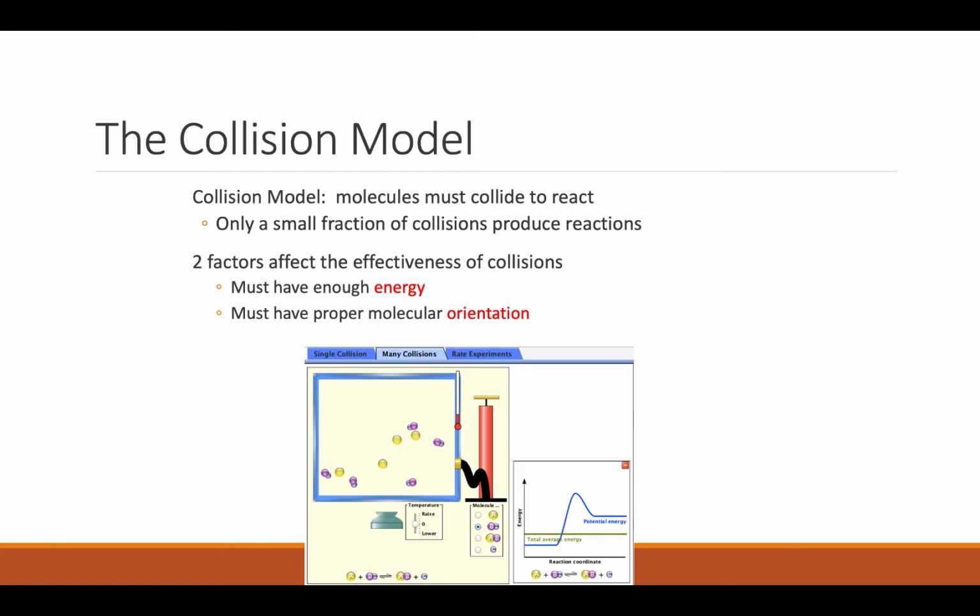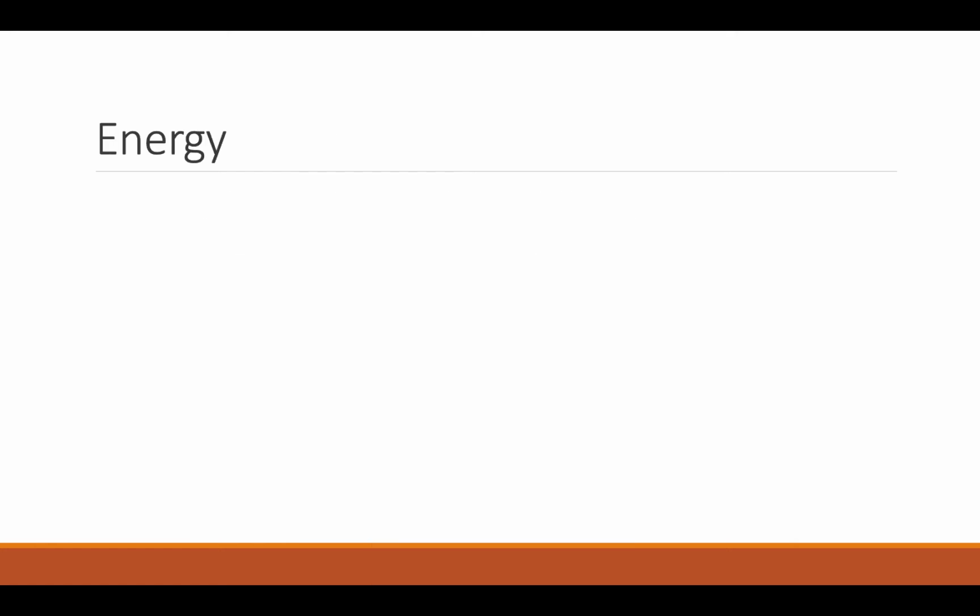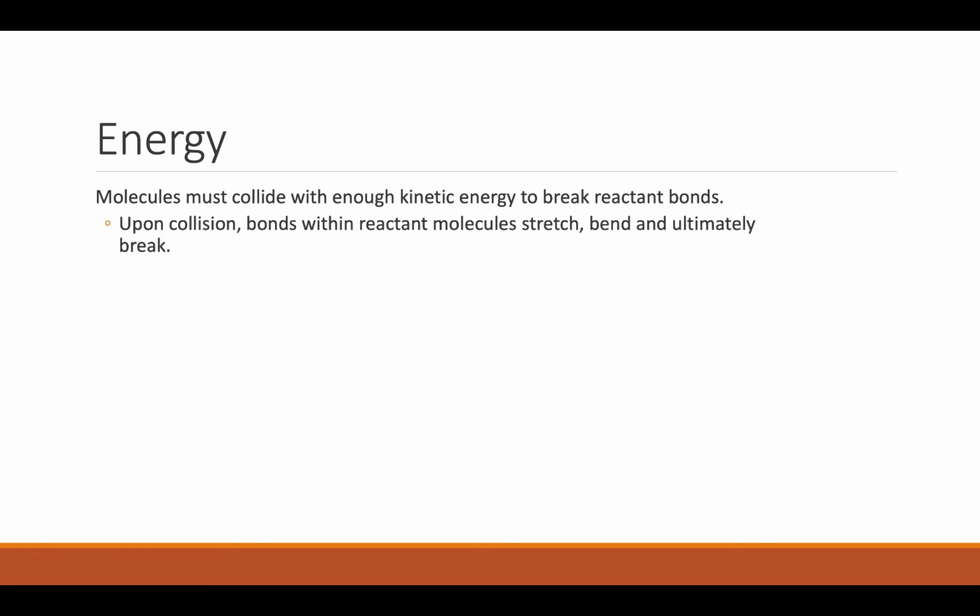So let's consider the first requirement, energy. Molecules must collide with enough kinetic energy to break the reactant bonds. Remember, we have to break reactant bonds in order to form new product bonds. So, upon collision, the bonds within the reactant molecules stretch, bend, and ultimately break. The molecules have to collide with enough energy to do that. We refer to this energy as the activation energy, abbreviated Ea, big E, little a.